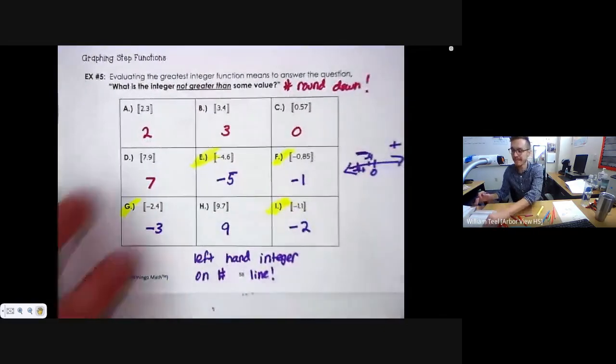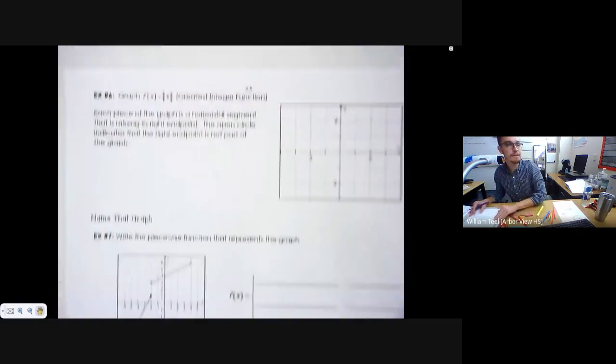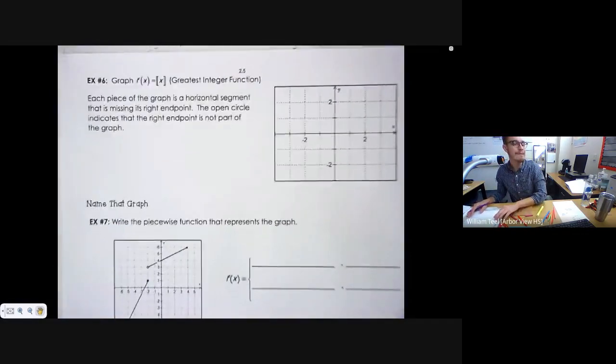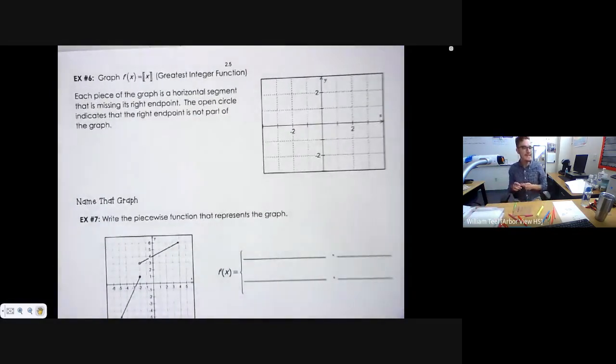Let's go ahead and move to the very last page. So example number 6, I want you to figure out how we're going to graph these step functions. Each piece of the graph is going to be a horizontal segment that is missing its right endpoint. The open circle indicates that the right endpoint is not part of the graph. Let's go ahead and figure this out by first drawing a couple of tables.